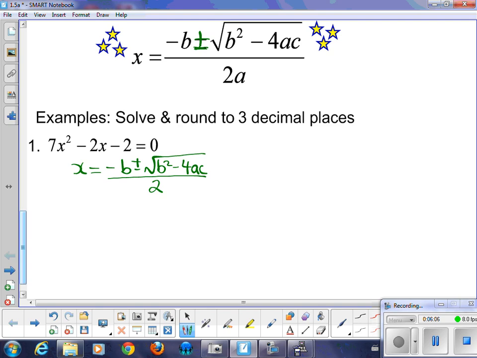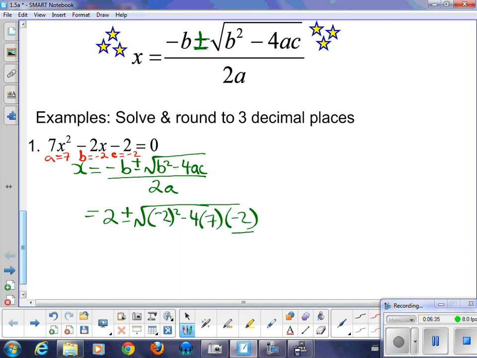Okay, so that's my first step. Then I go through, and sometimes this is what I do, is I go A is 7, B is negative 2, and C is negative 2. Sometimes I do that right underneath the question, and that way I don't have to go look back at it again. So B is already negative, so I have 2 plus or minus the square root of negative 2 squared minus 4 times 7 times another negative 2.